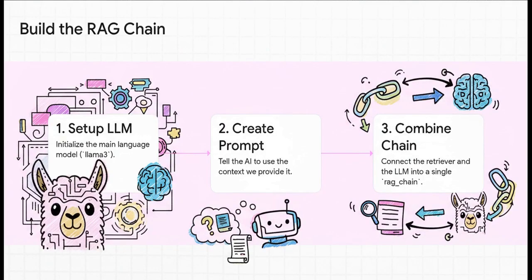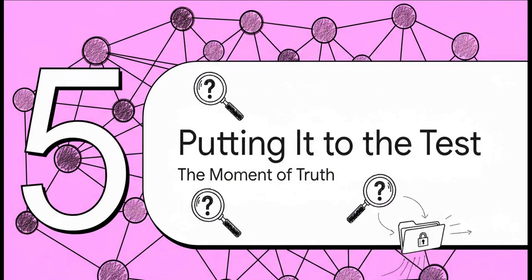All right, last part. Let's assemble the whole machine. First, we fire up our main AI brain, Llama 3. Next, and this is absolutely crucial, we create a prompt template. This is basically a set of instructions that says, hey AI, I'm about to give you a user's question and some context. You have to answer the question using only the context I provided. Finally, we just pipe all of these things together into a single runnable RAG chain. And with that, the system is built.